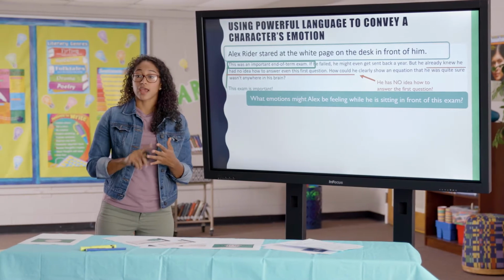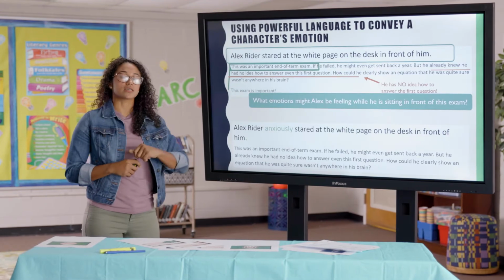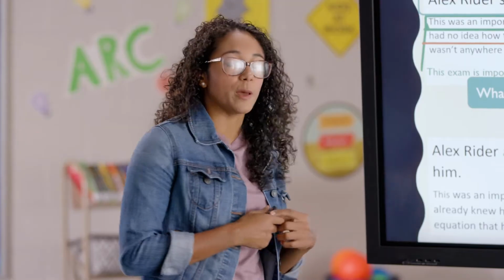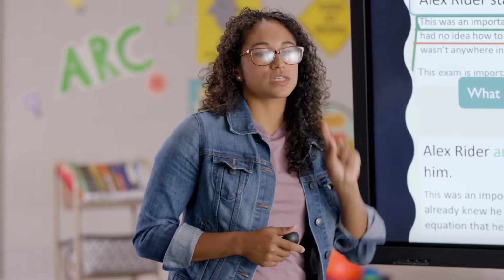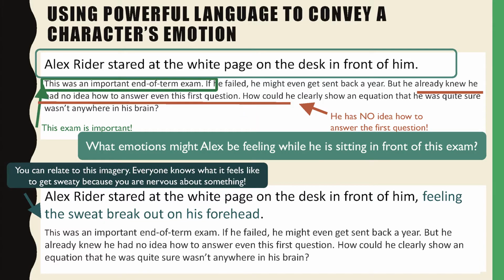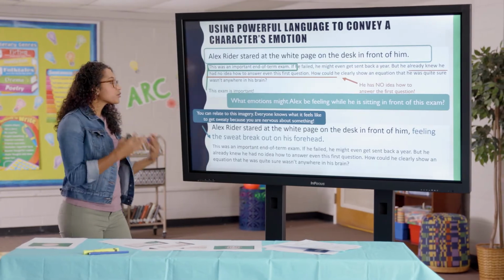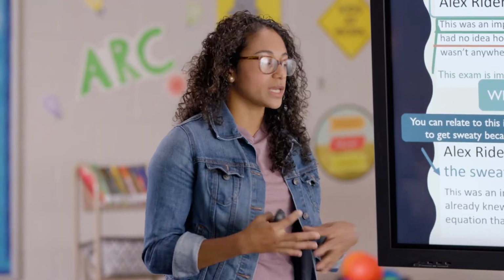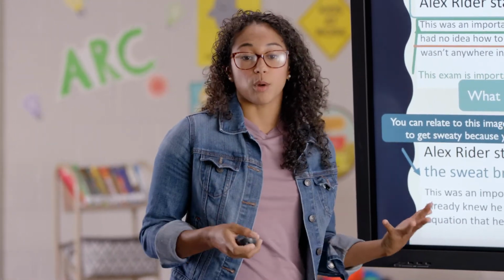You're nervous, you're anxious. Well, I could say Alex Rider anxiously stared at the white page on the desk in front of him, and that just comes out and says how he's feeling. But Anthony Horowitz took it a next step further. He said, Alex Rider stared at the white page on the desk in front of him, feeling the sweat break out on his forehead. So he used this imagery because you can relate to it. Everyone knows what it feels like to get sweaty because you're nervous about something. So we can imagine how Alex is feeling in that moment.